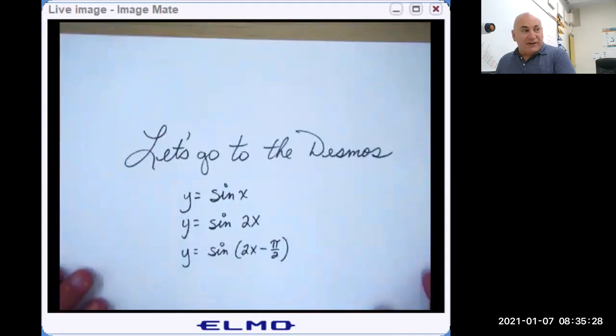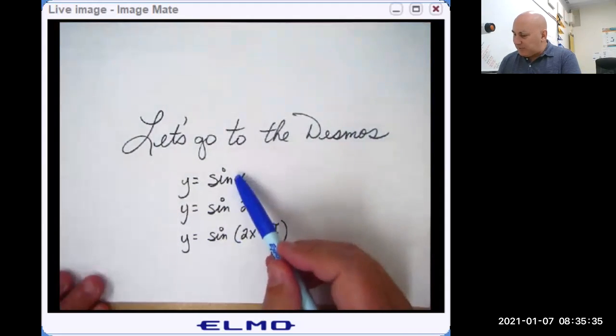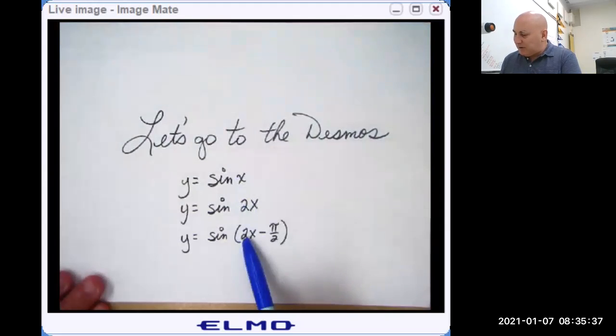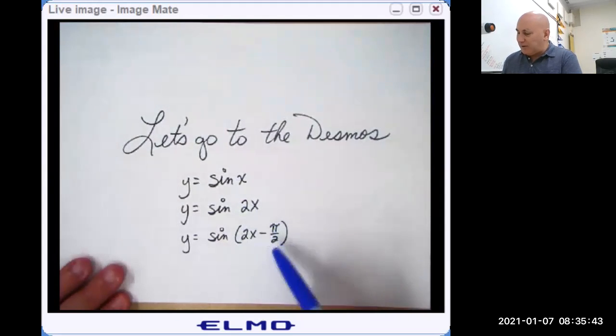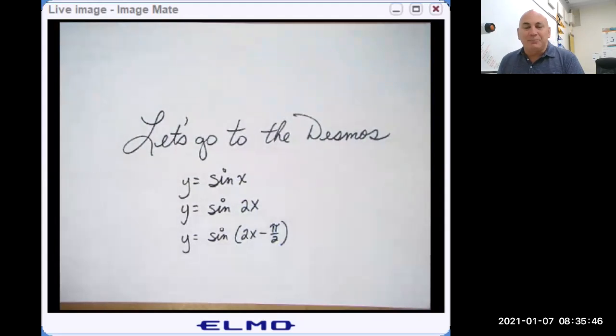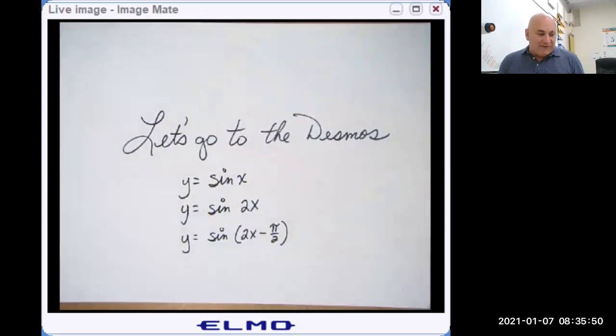So in class, we're going to graph these 3 functions on Desmos, and you'll see what each of these letters does. We're going to put in a b value and then a c value, and then you'll watch it translate pi over 4 to the right. So just write these 3 functions down now. We'll graph them in class.